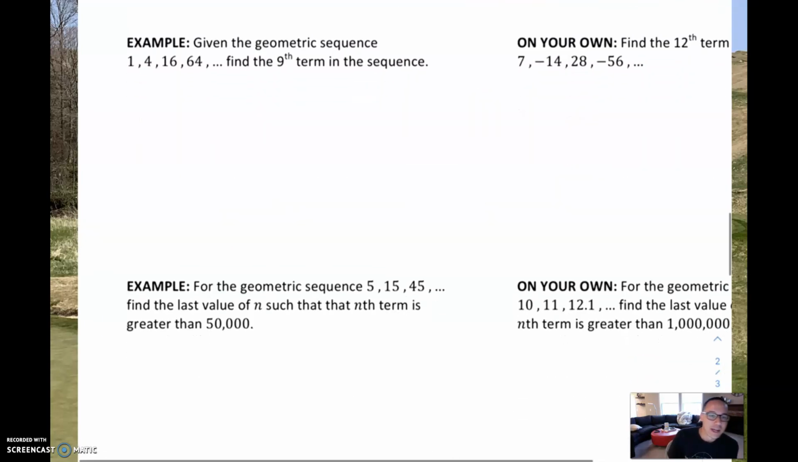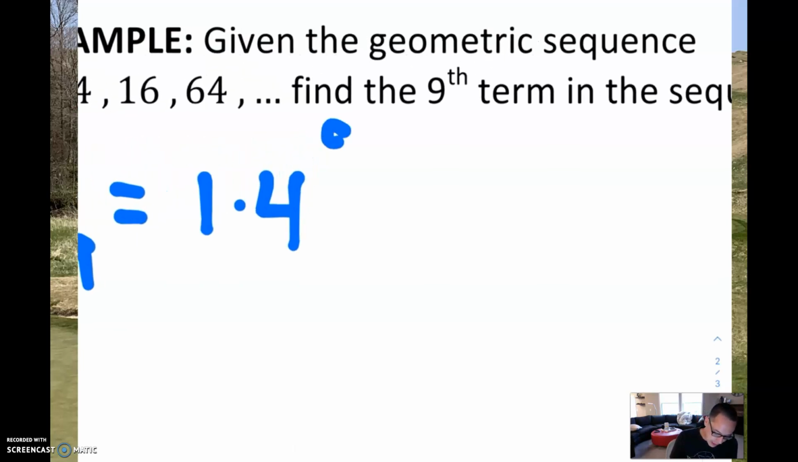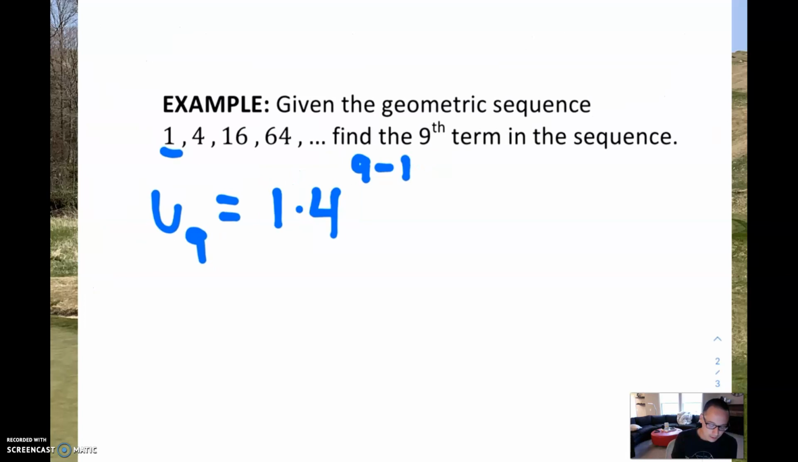All right, so we have this geometric sequence, 1, 4, 16, 64, and so on, and so on. And we want to find the ninth term in the sequence. Now, of course, you could just sit there and multiply by 4 each time, but what fun is that? We want to use the formula for it. So we are going to be starting with U sub 9, because we're trying to find the ninth term, is equal to U sub 1, and the first term is 1, and it's multiplying by the common ratio, which is 4. You'll notice it's multiplying by 4 every single time, to the n minus 1 power.